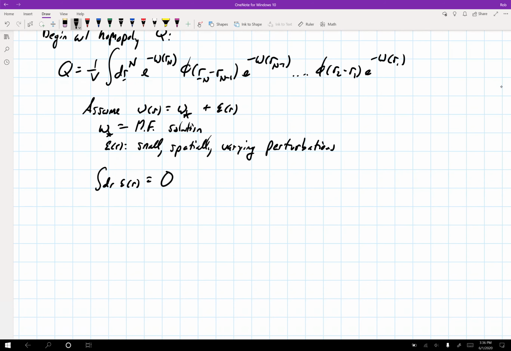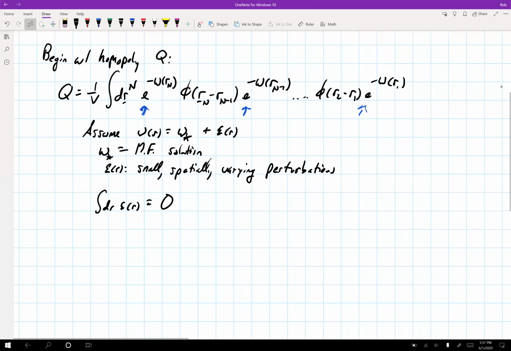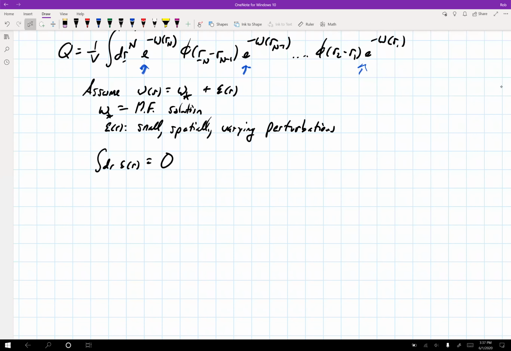Okay, so if we imagine plugging this into our equation for the homopolymer partition function, a couple of things are going to happen. First of all, each one of these Boltzmann factors, so here, and all the way down to the last one, they're all going to give us an exponential of this constant W star. That's just because it's not spatially varying, it's something that we can pull through the integrals, and we're going to have big N of them. And so they're all multiplied together, and so it just becomes e to the minus N W star as a prefactor. Right? So we'll have Q as e to the minus N W star as a prefactor.